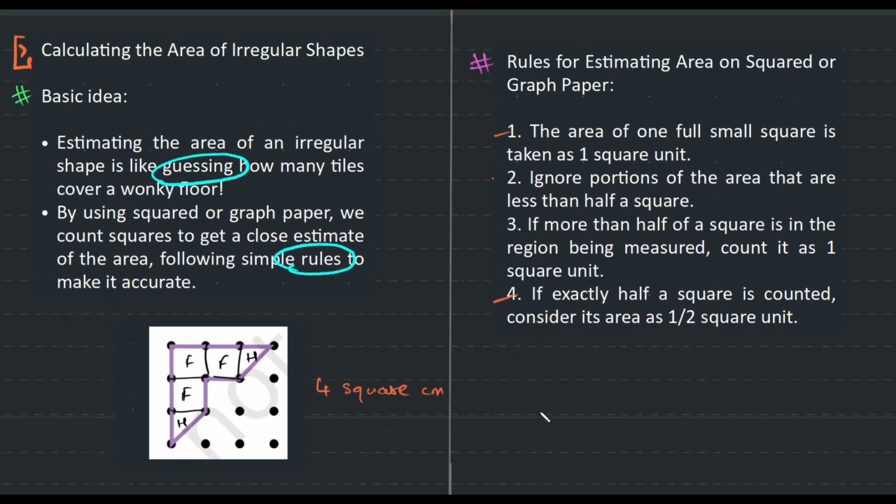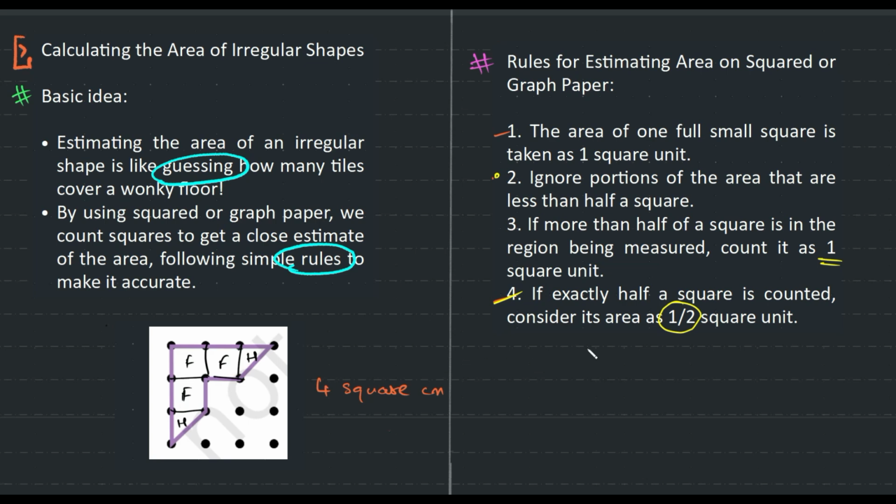So what is it that we are doing here? We are looking at irregular structures, which are not your square or rectangle or triangle and all of that. We are trying to figure out the area of such structures. How do we do that? We place a graph paper over it. Count how many full small squares it is occupying. Ignore the ones which are less than half. Things which are exactly half, count them as half. Things which are a bit more than half or a lot more than half, count as an entire unit.